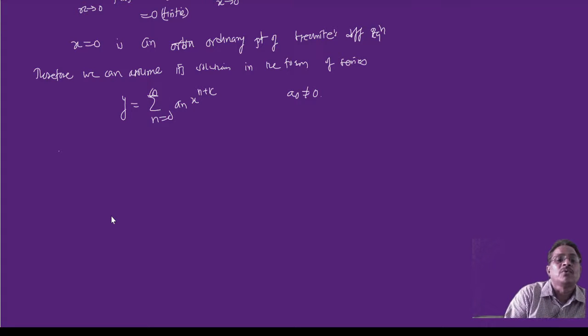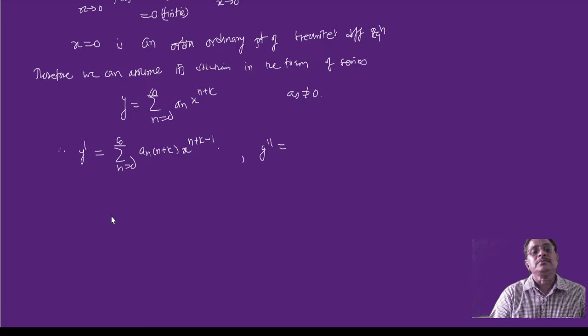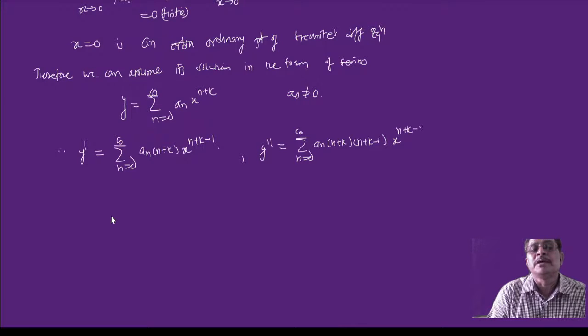Let us go for its first derivative. y dash is the summation over n equal to 0 to infinity of a n into n plus k multiplied by x raised to n plus k minus 1. Also obtain y double dash. Again differentiating, it is the summation over n equal to 0 to infinity of a n times n plus k, then again n plus k minus 1, into x raised to n plus k minus 2.